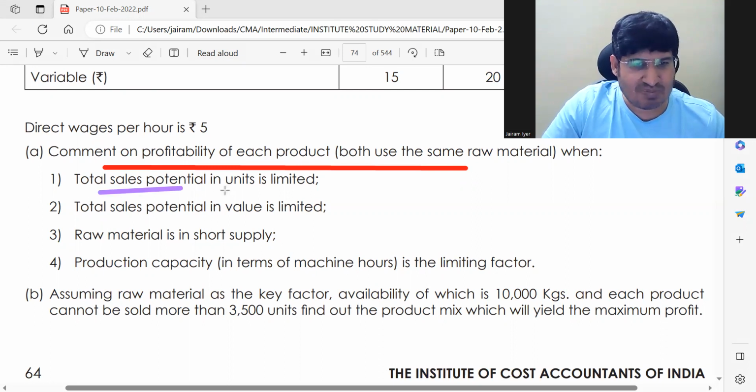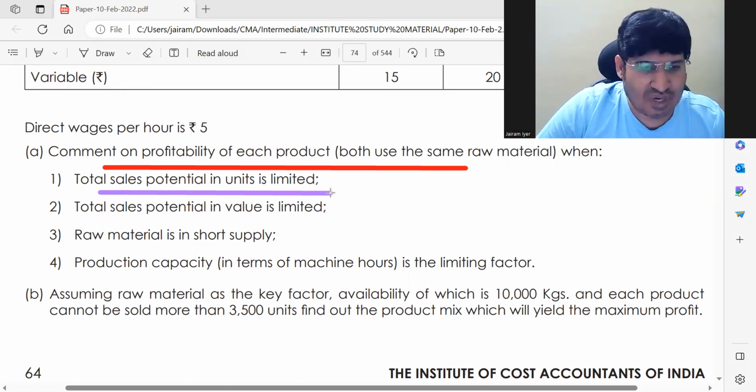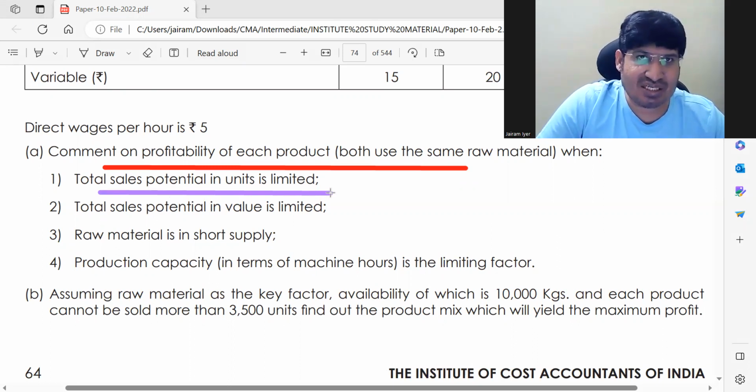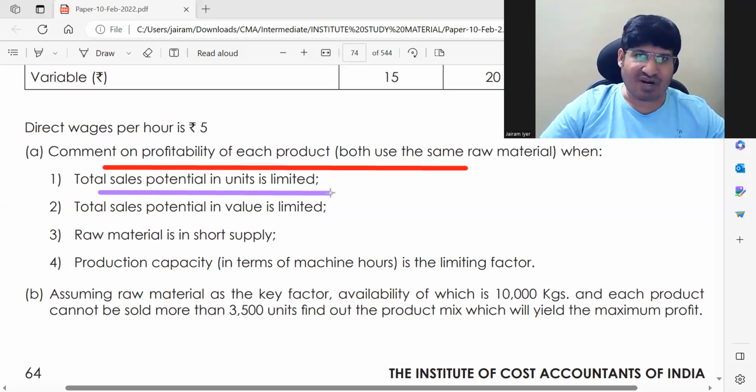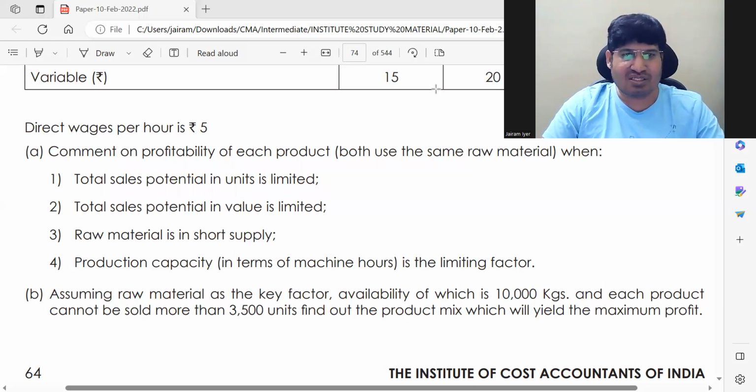Total sales potential in units is limited. So normally, in all problems, your sales is the key factor automatically, correct? Because you cannot sell as much as you want. You can only sell as much as the market takes. Sales in general is the key factor. If you do not have any other key factor, then sales is a key factor. Sales potential in units is limited, so that means you can sell only a limited number of units, which is normally true every time.